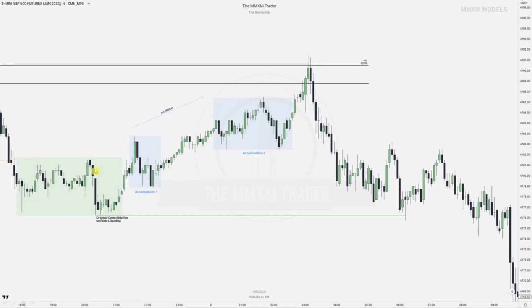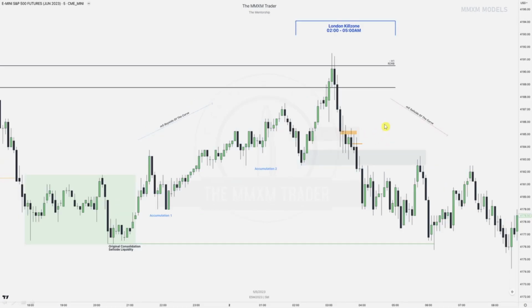So over here we've got that original consolidation with sell side liquidity, also equal lows. So very nice target for sell side. Accumulation phase 1, accumulation phase 2, buy side of the curve. Once we hit that PD array up here, then we can go into sell side of the curve, and now every up close candle should resist price going lower. Always match up your entry with the correct kill zones: London kill zone 2 a.m. to 5 a.m., or New York kill zone, or London close kill zone.